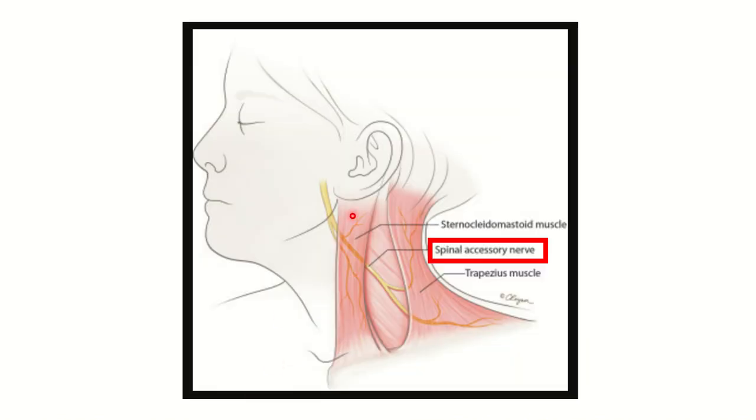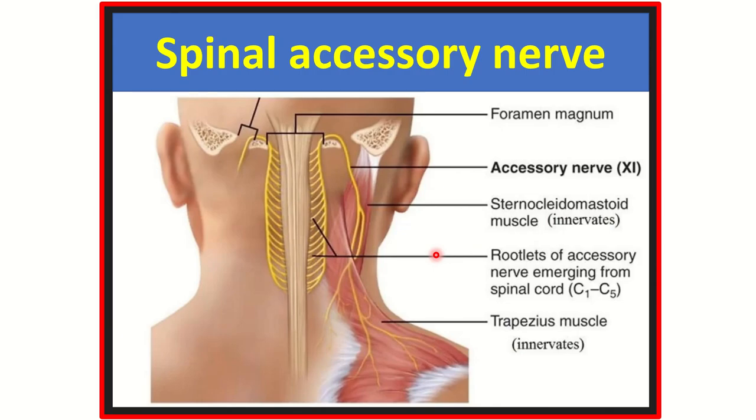Here we can see this muscle, the sternocleidomastoid muscle, and here this is the trapezius muscle. We can see a nerve which supplies both of the muscles. This nerve is the spinal accessory nerve, which is the 11th cranial nerve. So the 11th cranial nerve, the spinal accessory nerve, supplies the sternocleidomastoid and it also supplies the trapezius muscle.